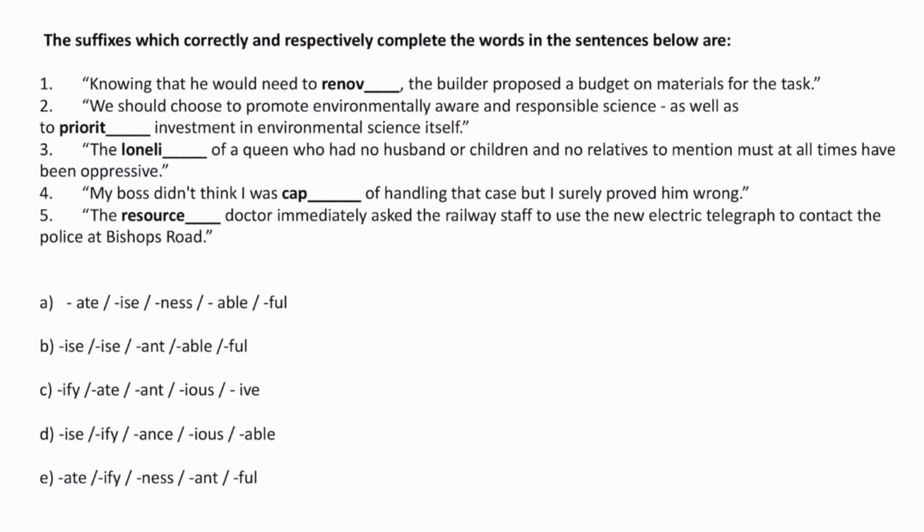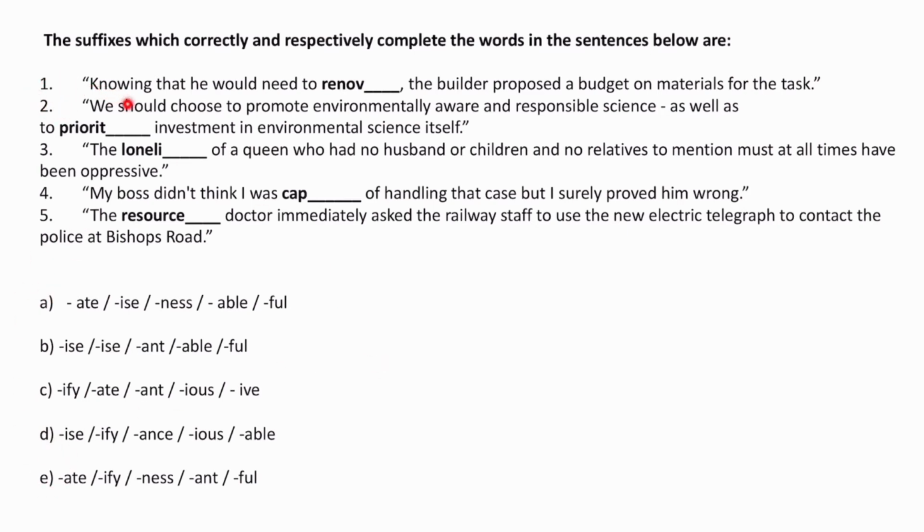Next up, the suffixes which correctly and respectively complete the words in the sentences below are 1. Knowing that he would need to. The builder proposed a budget on materials for the task, so he would need to do something. We need a verb. But here, all of these are endings for verbs, so it doesn't narrow it down much. But if you know the expression already, you know it's between A and D. A and E.